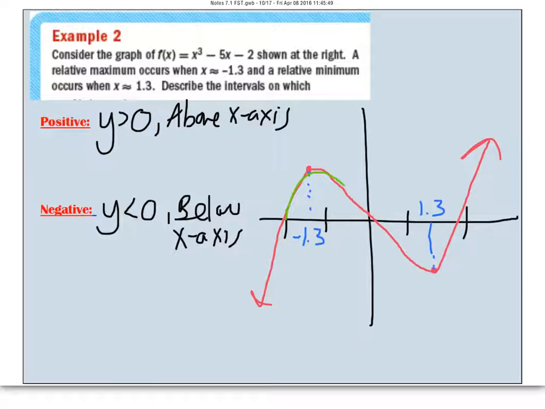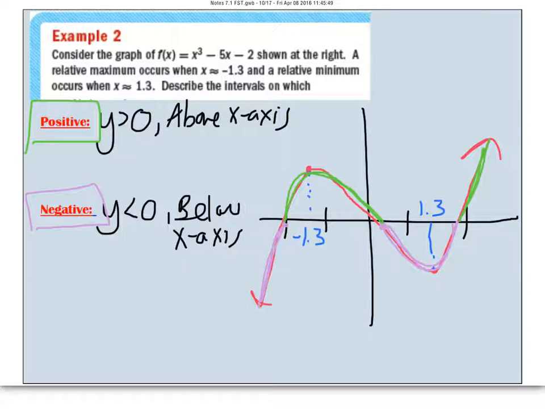It's going to be positive from here to here. And it's going to be positive all the way up here. And then it's going to be negative from here all the way down, and negative from here to here. So I'm going to box that in the purple.